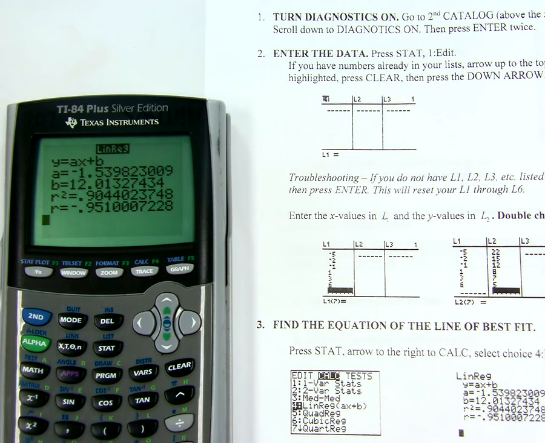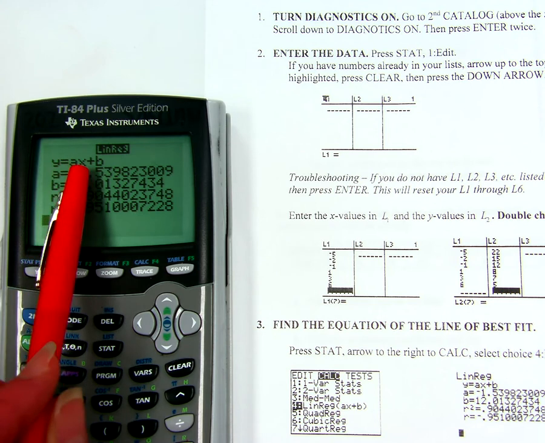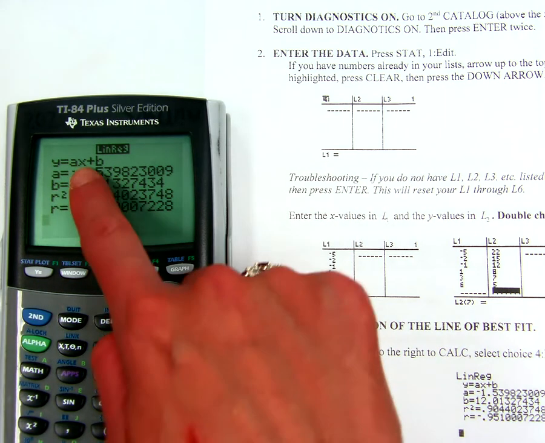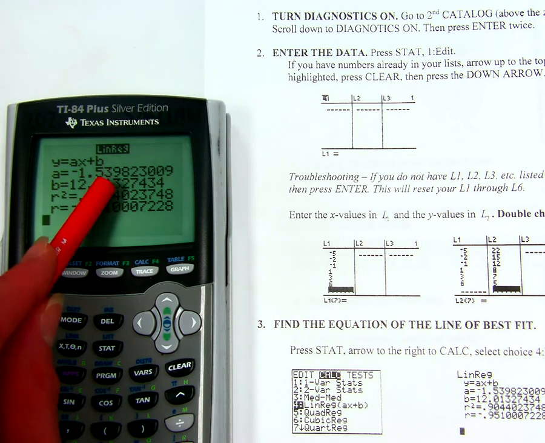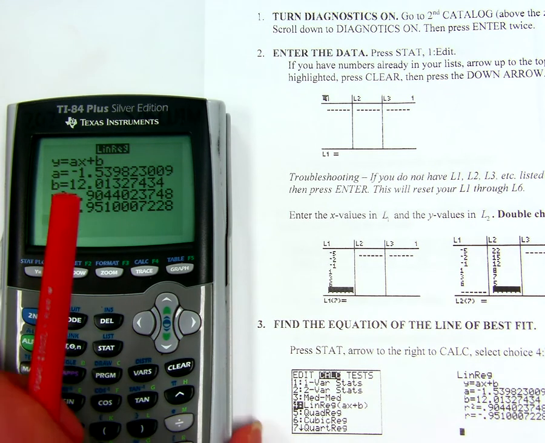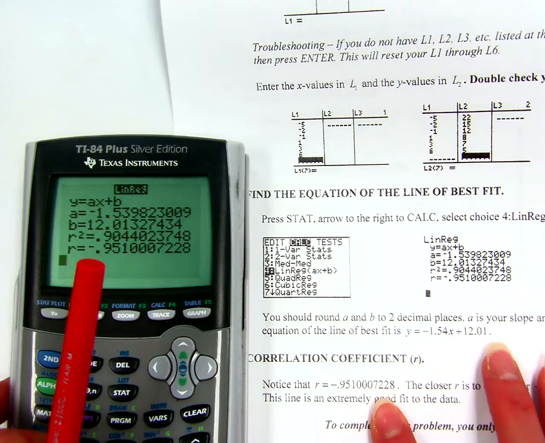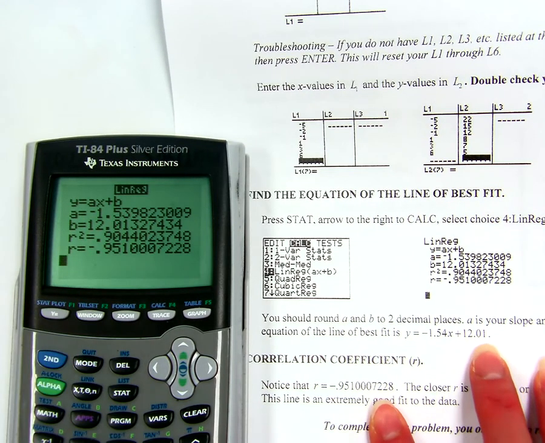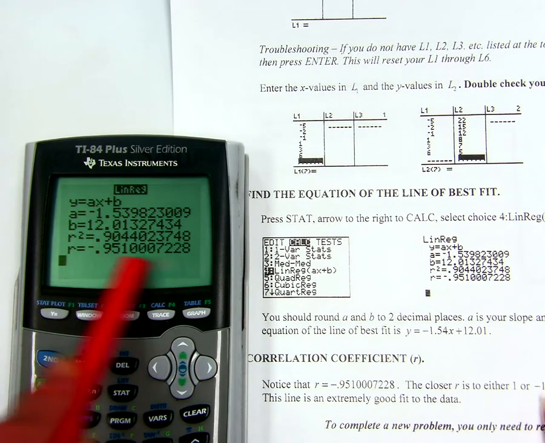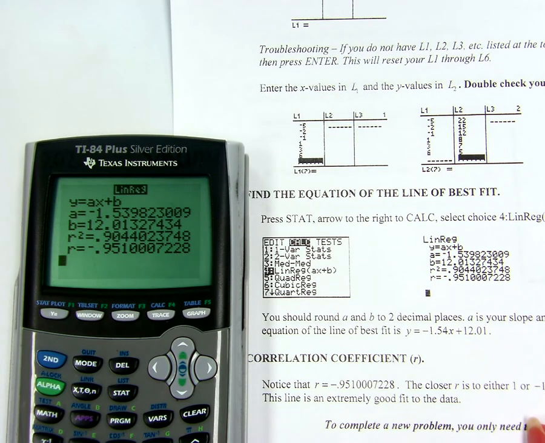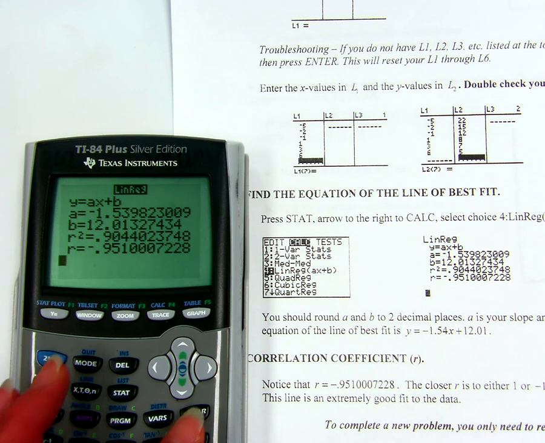So when you see that, the a is like ax plus b instead of mx plus b, so this is your slope. So notice here it says -1.54 that we just rounded to 2 decimal places, and then the y-intercept is 12.01. So again, we just rounded to 2 decimal places. All right, the correlation coefficient is the r, not the r squared, so you just copy that number down. If it's close to -1 or +1, that tells me that my points are very, very close to the line that is the linear regression equation.